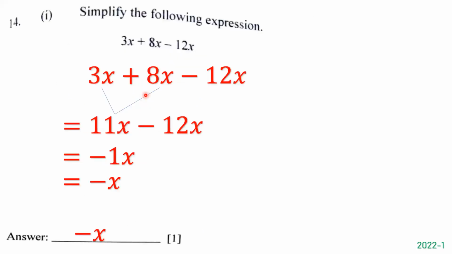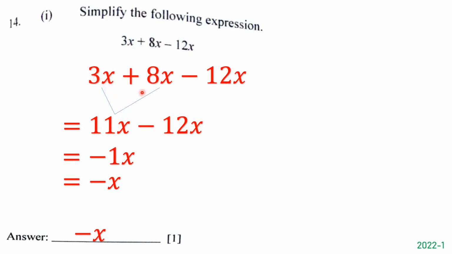Let's move on to the next question. Here we have 3x plus 8x minus 12x. The instructions are simply to simplify the following expression. So we have this algebraic expression that we want to simplify. All of them are like terms. Each term here has x in it. So all of these are like terms, and we can add and subtract as normal.